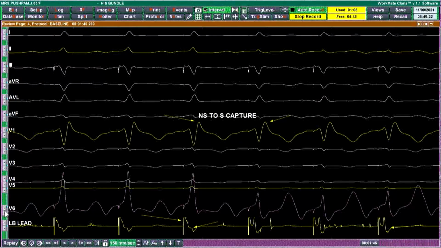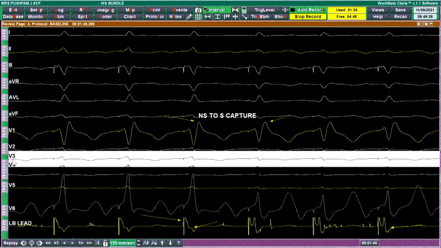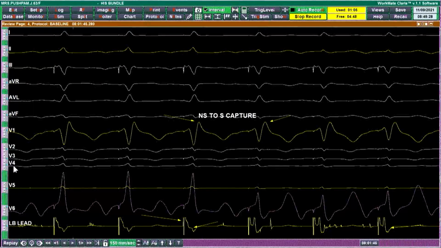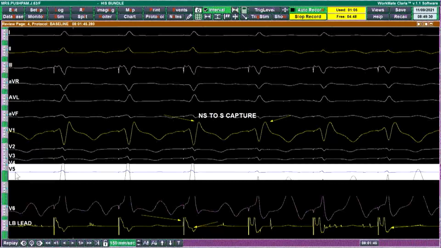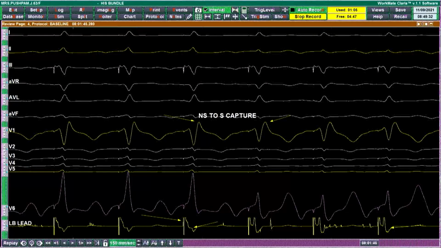Now you can see the first 3 beats probably have a very small, tiny S wave, but in the last 3 beats you can see a very good S wave. So this S wave slurring, or increase in the duration of the S wave, and change in QR pattern to M pattern or RSR pattern signifies that there is a selective left bundle capture.